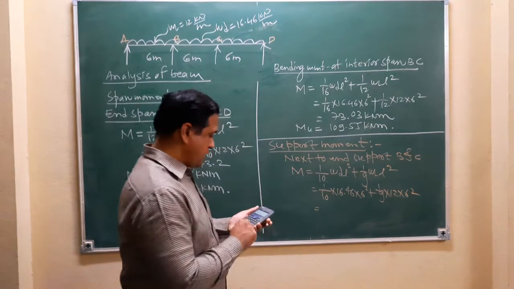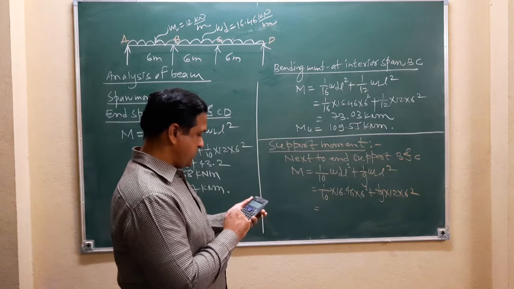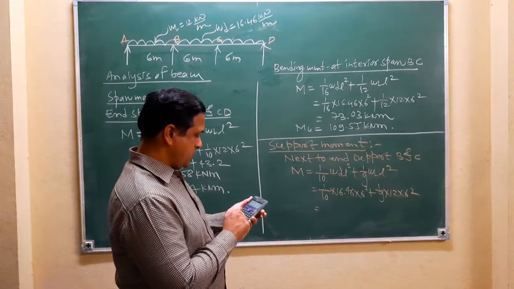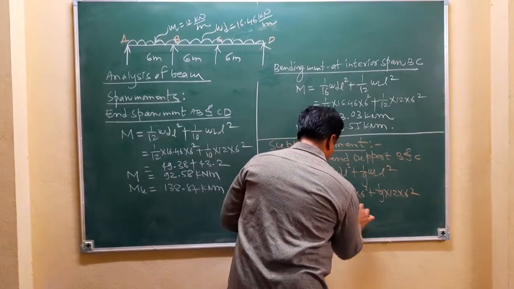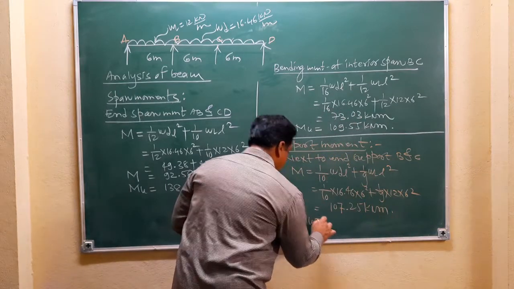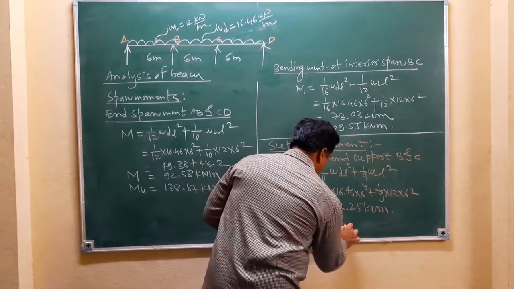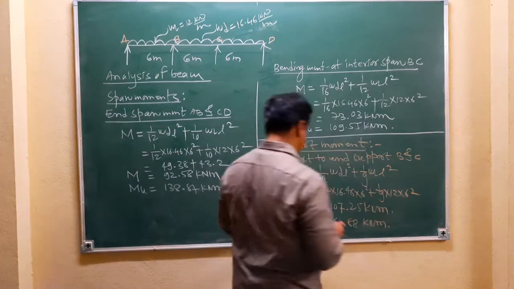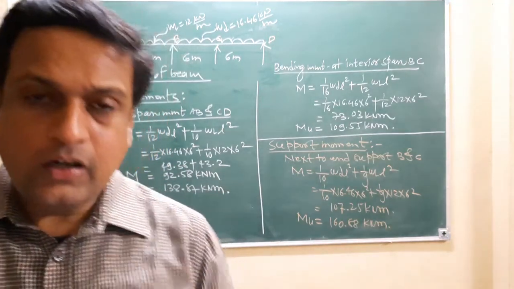So what is the value? 1 by 10 into 6 into 36 plus 1 by 9 into 12 into 36. The value is 107.25 kilonewton meter. Now if you convert this value into the ultimate load condition, multiply by 1.5. It gives 160.88 kilonewton meter. So this is the bending moment on the next to end support.